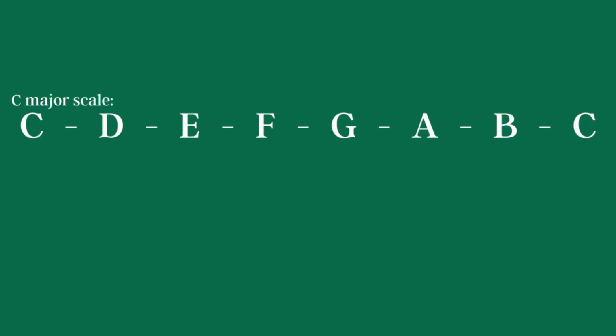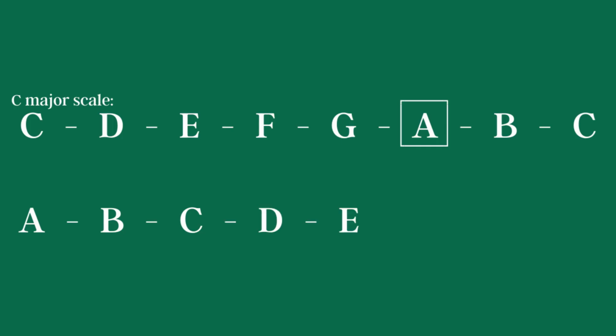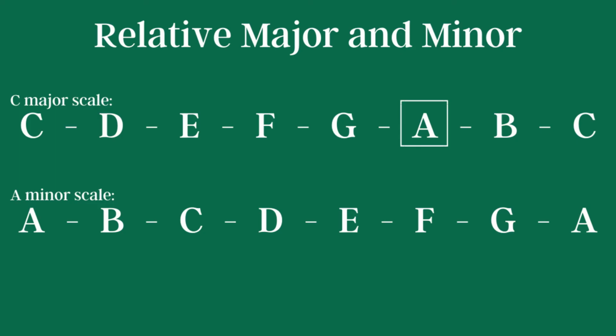The simplest way to think of a natural minor scale is to think of it as a relative to the major scale. For example, the C major scale is C, D, E, F, G, A, B, and C. If we play that same scale but start on the 6th degree, which in this case is A, we get A, B, C, D, E, F, and G, which is the A natural minor scale. This relationship is known as the relative minor of that major scale. So A minor is the relative minor of C major.